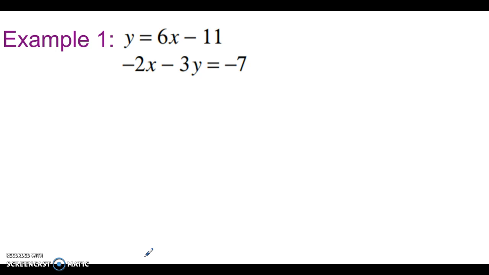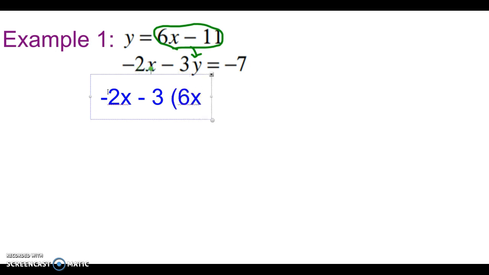So our first step is to substitute what our variable, so what y is equal to, which is 6x minus 11, and we're going to take that and plug it in, substitute it in where our y variable is in the second equation. So as I rewrite that, our new equation would be negative 2x minus 3, and now I'm not going to put a y here. Instead, I'm going to put parentheses 6x minus 11. And that is equal to negative 7.